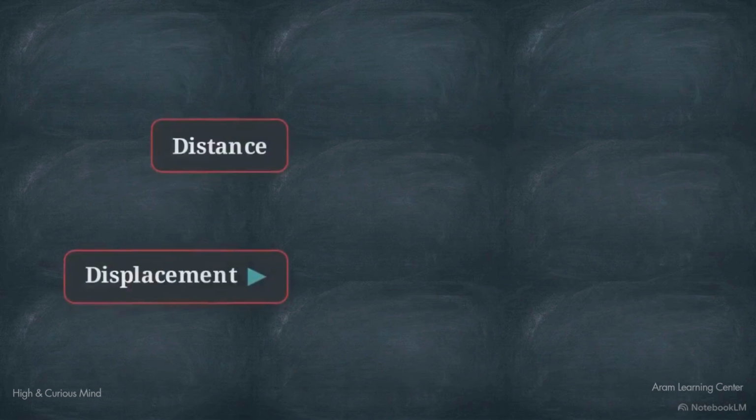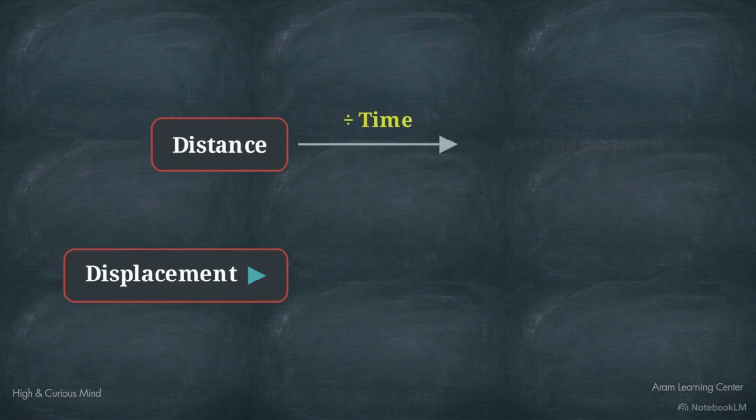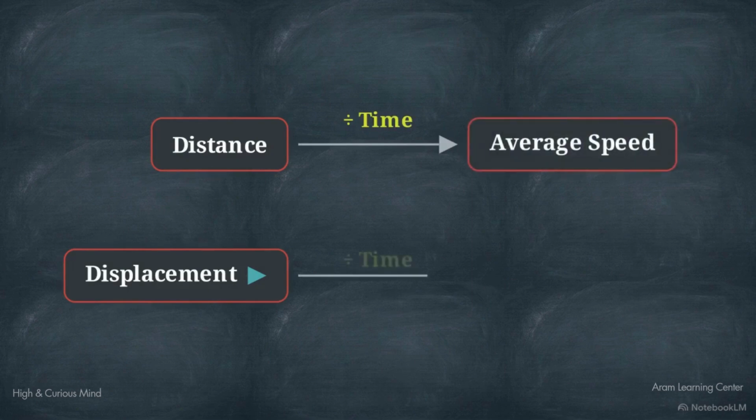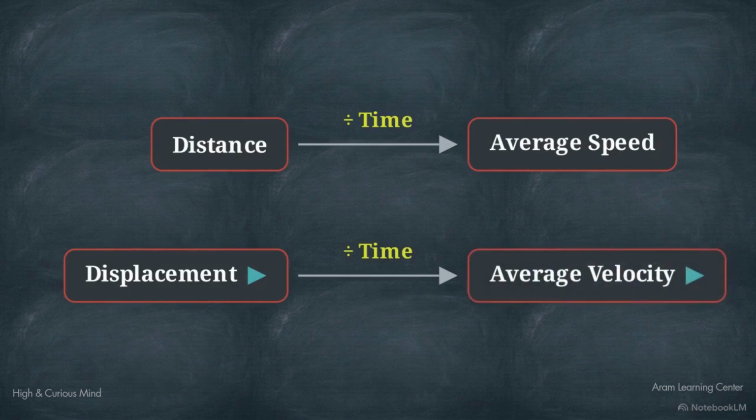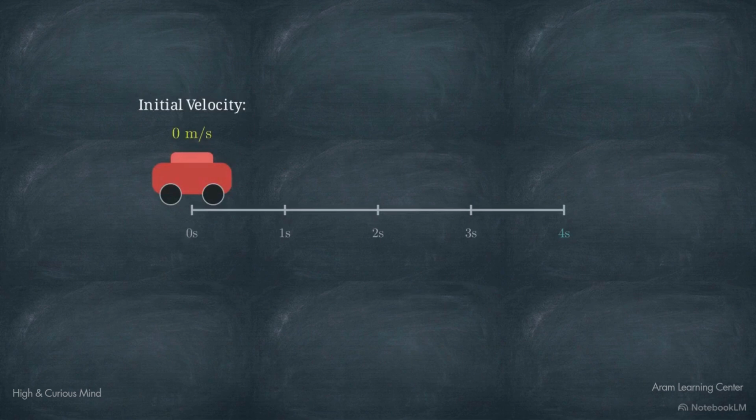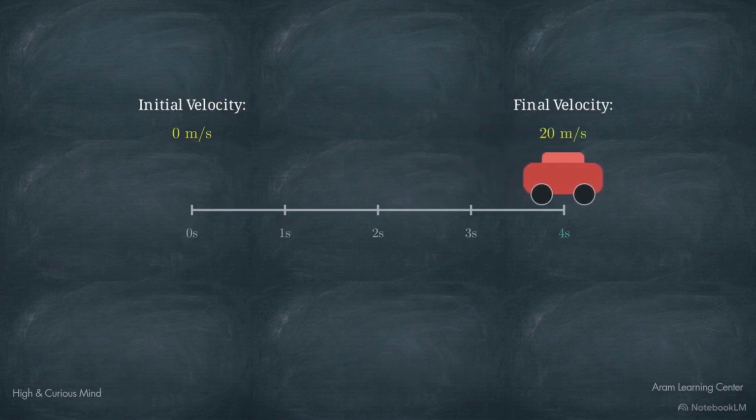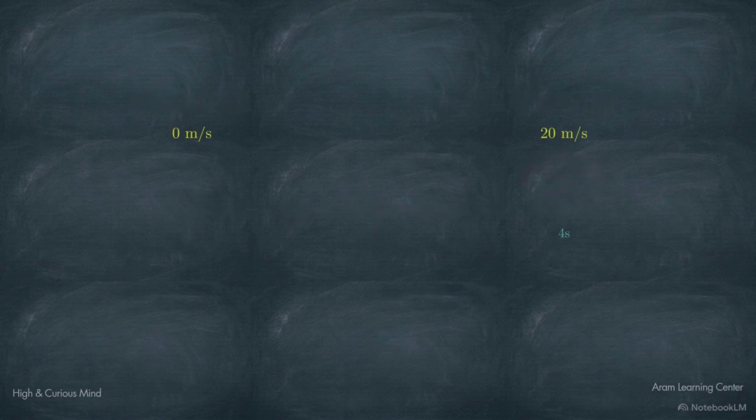These two ways of measuring position lead to two ways of measuring rate. Dividing the total distance by time gives us average speed, while dividing displacement by time gives us average velocity. When velocity changes over time, we measure acceleration. For a car speeding up from 0 to 20 meters per second in 4 seconds, acceleration describes how much that velocity increases every second. We calculate this by taking the change in velocity, final velocity minus initial velocity, and dividing it by the time interval.